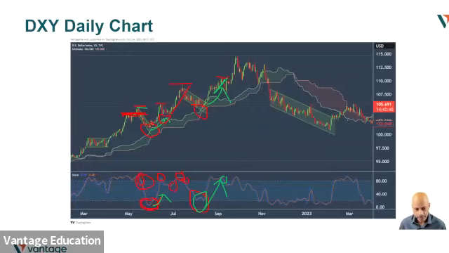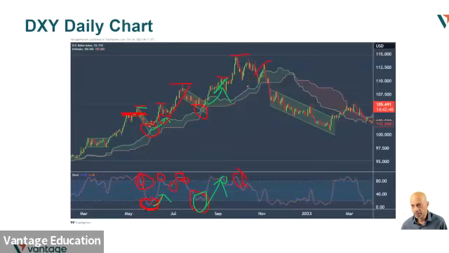Right, so similarly here, price fails to break above this level at 115. We can also see stochastics being in overbought positions and starting to turn lower, and you can see price failing to break above and turning lower. So this also gives us an indication that this is a potential swing reversal taking place, and we can take a short position on the dollar index here.